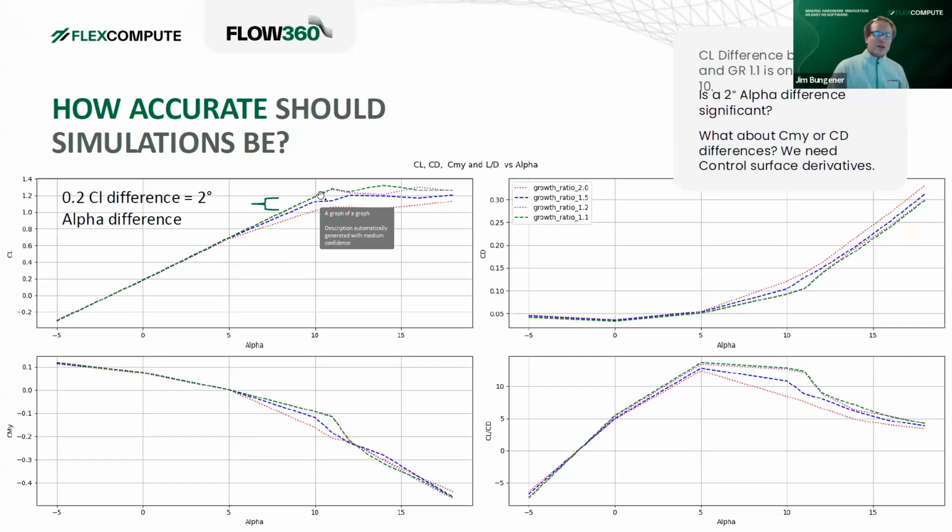Initially you thought, well, I'm going to run at a growth ratio of 1.2. But maybe actually I can just get away with a growth ratio of 1.5 because my pilot can't tell the difference between the blue line and the green line when he's flying. Or maybe even a growth ratio of 2. So that's why you need to back out from your CFD data the metrics of interest to the consumers of the data.